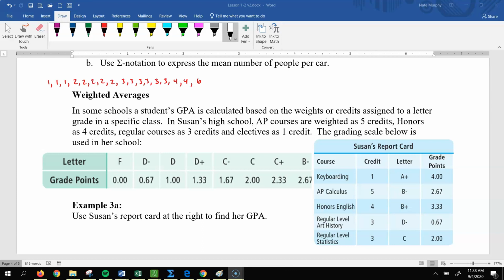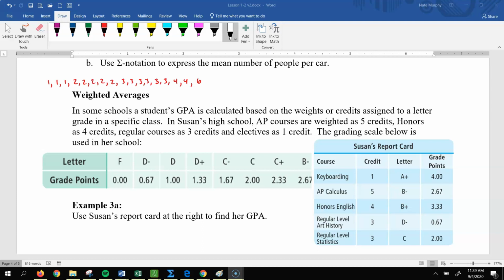Alright, in this video we're going to finish lesson 1.2, and most of that is going to consist of looking at this idea of a weighted average. Now before I get to that first example, let's look right above there where I wrote down all these numbers. Pretend for a second that I did a survey of a class, and I asked how many total kids there are in their family, or how many siblings are in each family. And let's say these are the results that I got.